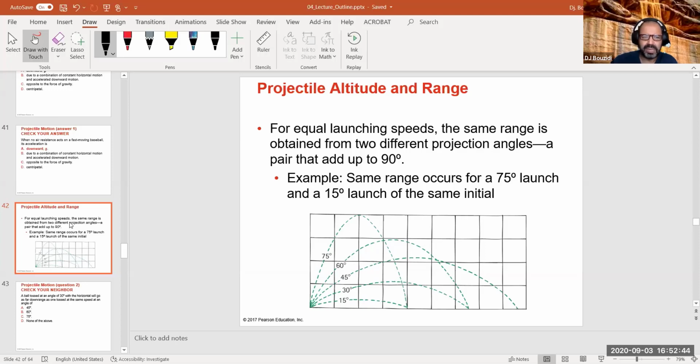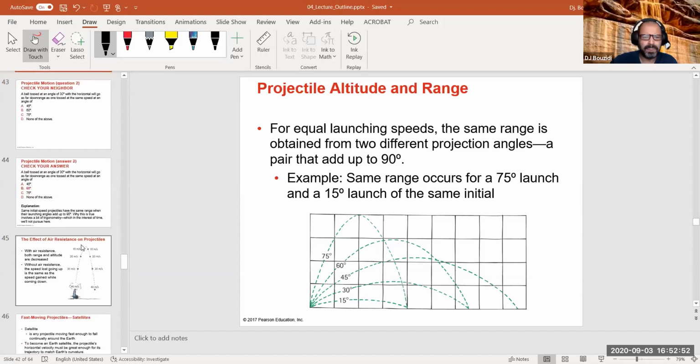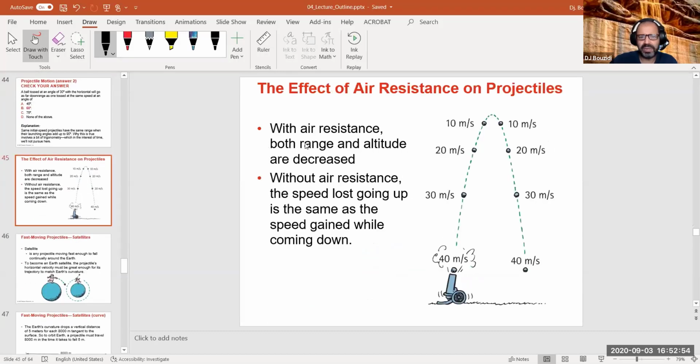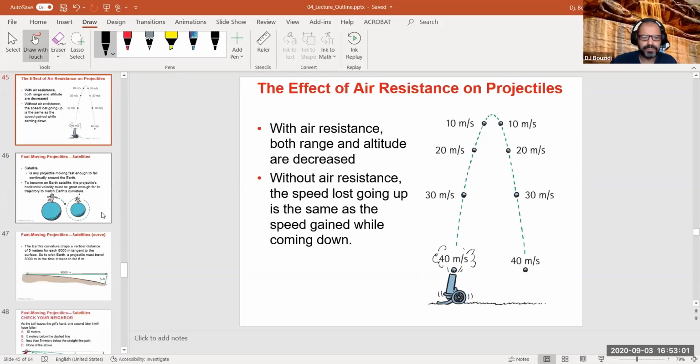So if you are in the military or planning to go into the military and you're going to play with cannons, you have to take that into account, and you will have to go slightly less than 45 degrees. Okay, here is the effects of the air resistance again. Otherwise, the acceleration is going to be g, okay?